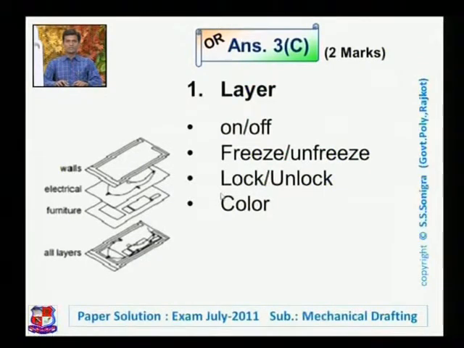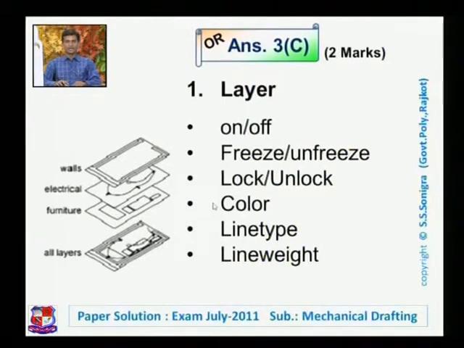Then a color option is there in layer, it may be any color. Then line type is there. The line type means it may be a full line, center line, dotted line, or any thickness line. And a line weight option is also there, which shows the thickness of the line. And the last option is plot and plot style. Many other options are there, but these are the important options which are used in layer, that is plot and plot style.